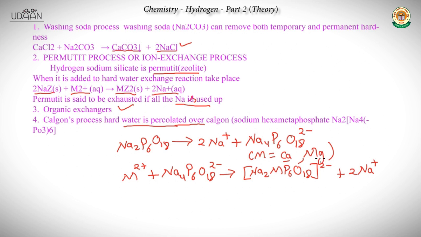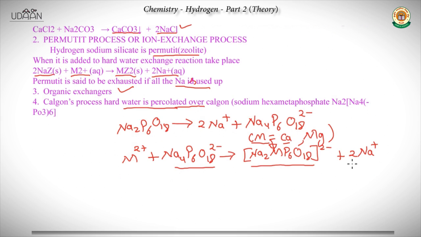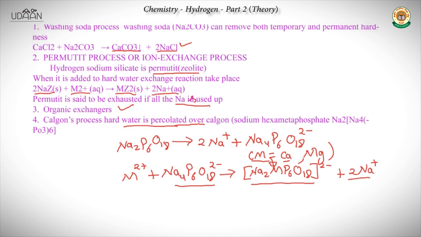These ions are already present in hard water. When they react with this compound, a complex ion is formed, and the metal ion will be in this complex ion and will not be in free form in water. That's why in this way the hardness of water is removed, and the sodium ion will not cause any hardness to water.